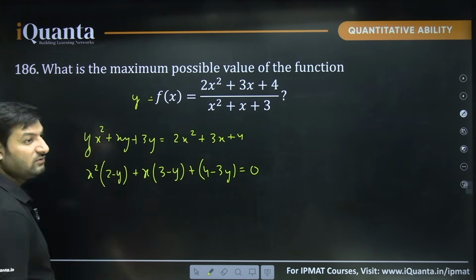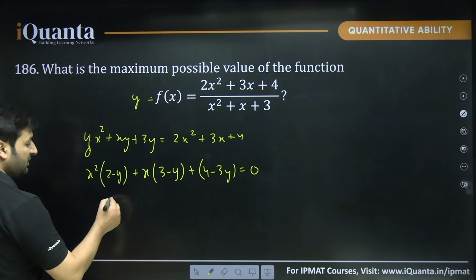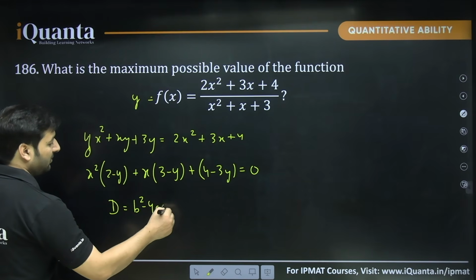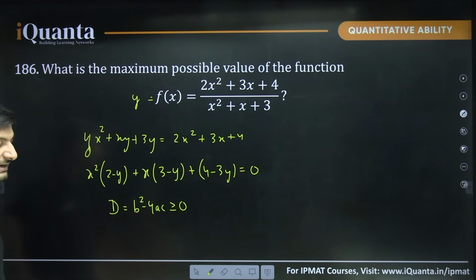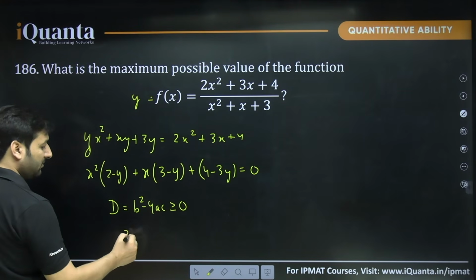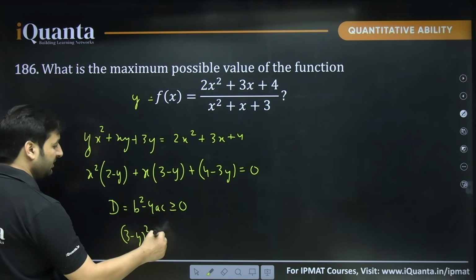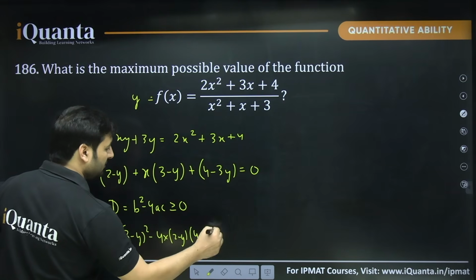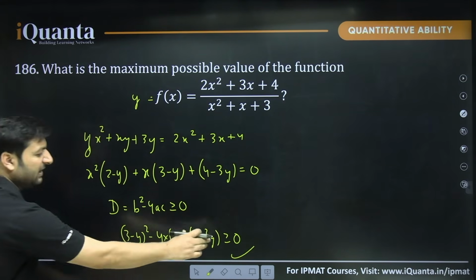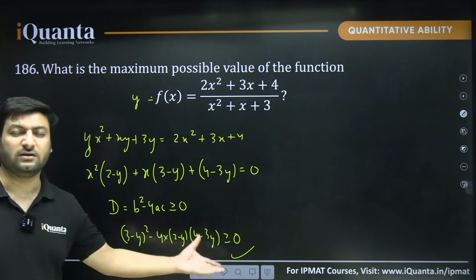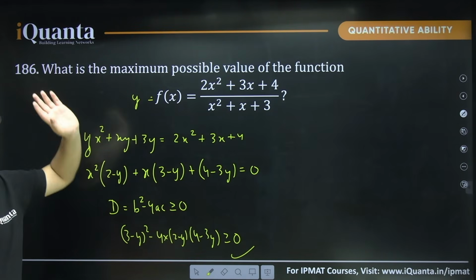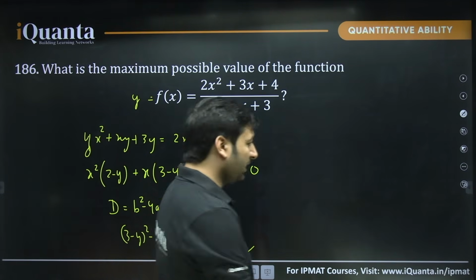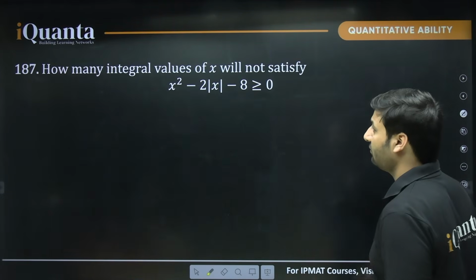For real value solutions, your discriminant b square minus 4ac should be greater than or equal to 0, right. So, b square minus 4ac has to be greater than or equal to 0. Now, you simply have to solve this inequality and you will get the value of y, and you are looking for the maximum possible value. Whatever value of y is maximum you will take it, that is your answer. You can try this by yourself, not a difficult question.